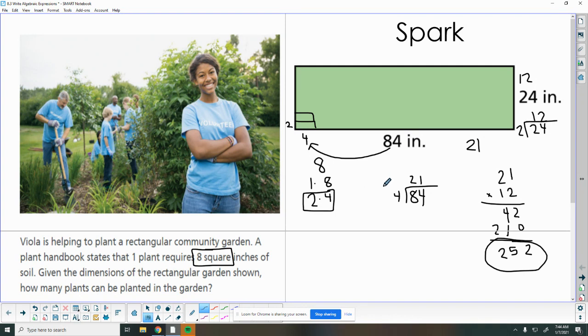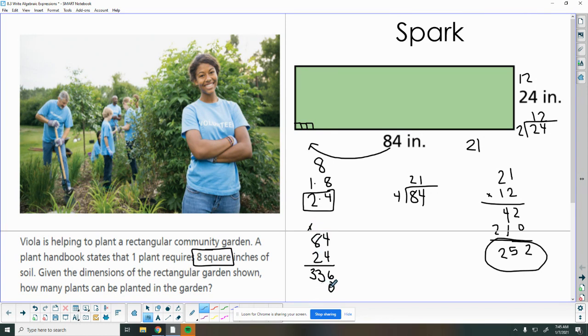I want to talk about this one other way here. Let me get rid of a little bit of this. We are going to just find the area. We're going to find out how many inches are inside of this garden. We're going to find the area, which is length times width of a rectangle. So we're going to do 84 times 24 to see how many 1-inch squares fit inside of here.